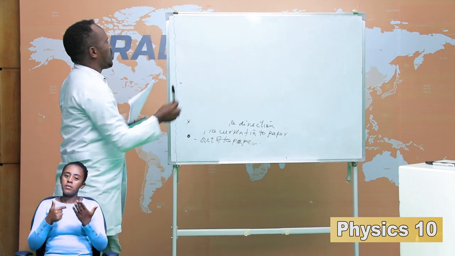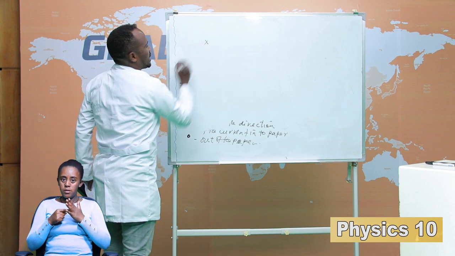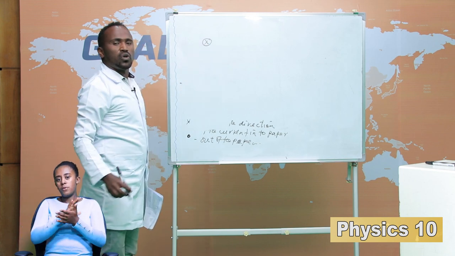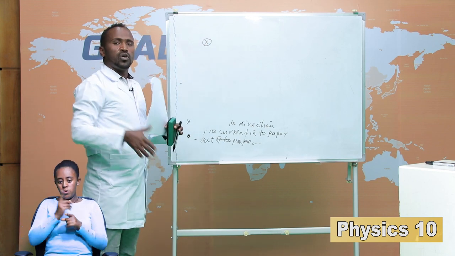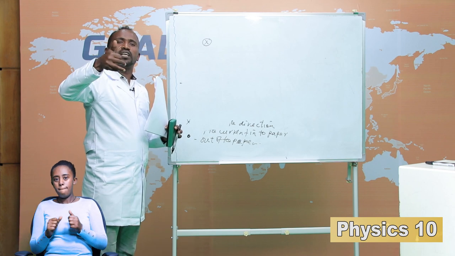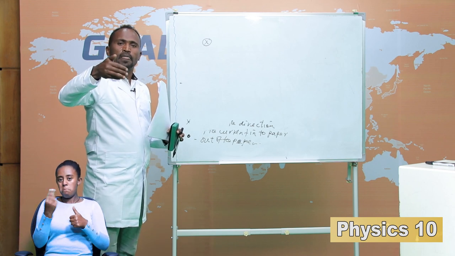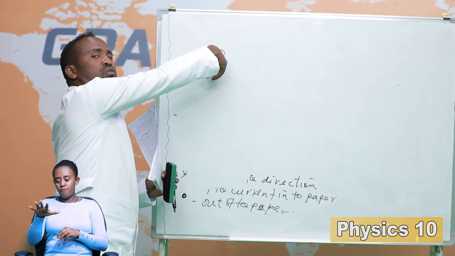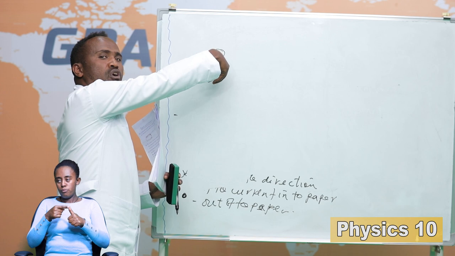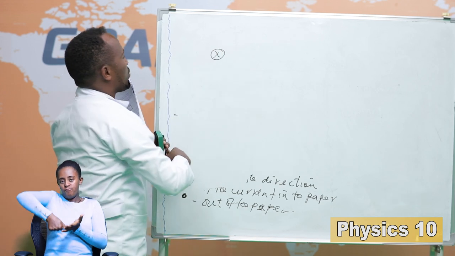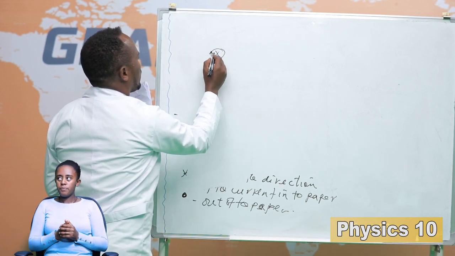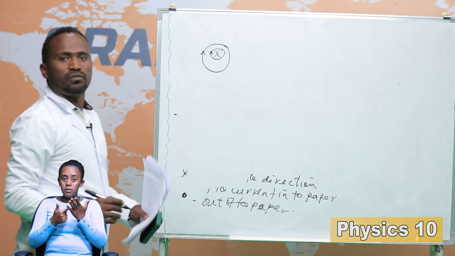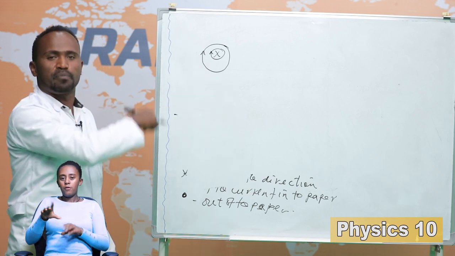For example, say this symbol is the current into the page or the paper. To know the direction of the field around this loop, we use our right-hand rule: my thumb is the direction of the current and my fingers show the direction of the magnetic field. While I point my thumb toward this board or the paper, the direction of the field looks like this. This is the direction of the field due to the current into the paper.